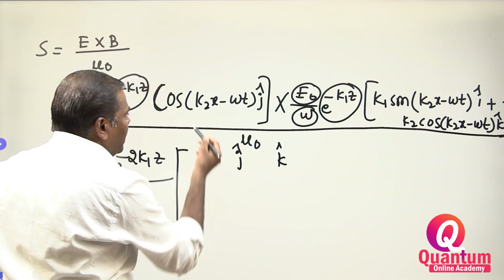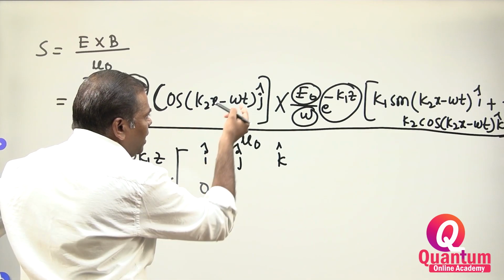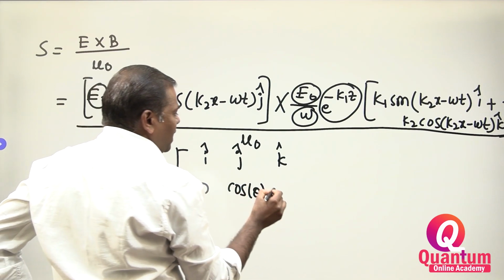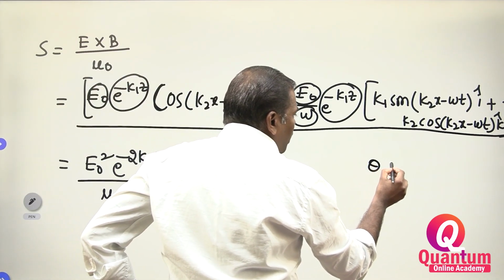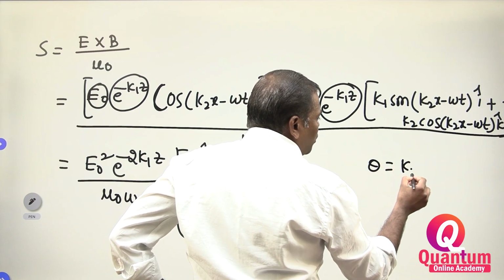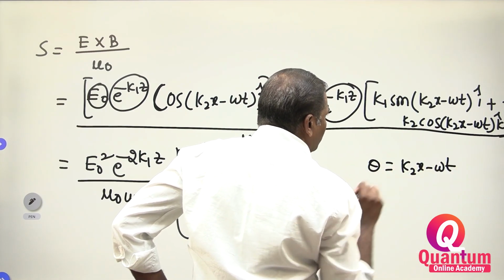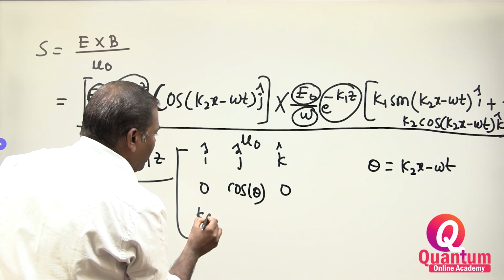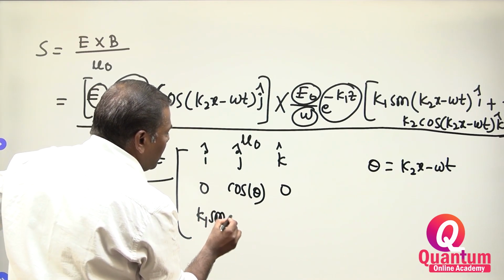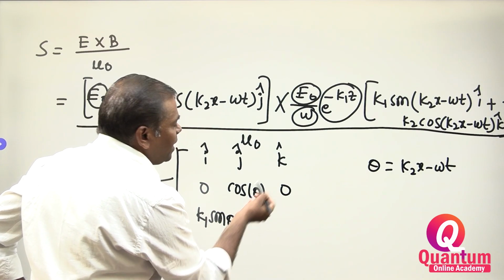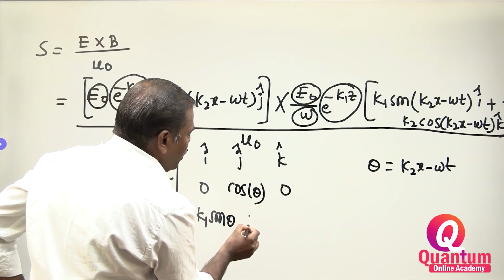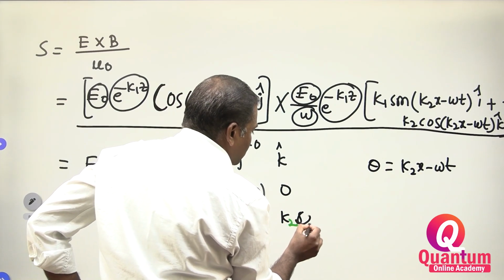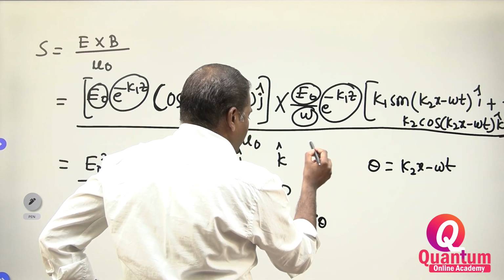The i cap component is 0, the j cap component is cos theta, where theta is equal to k2x minus omega t. Next, the i cap component is k1 into sin theta, the j cap component is 0, and the k cap component is k2 into cos theta.